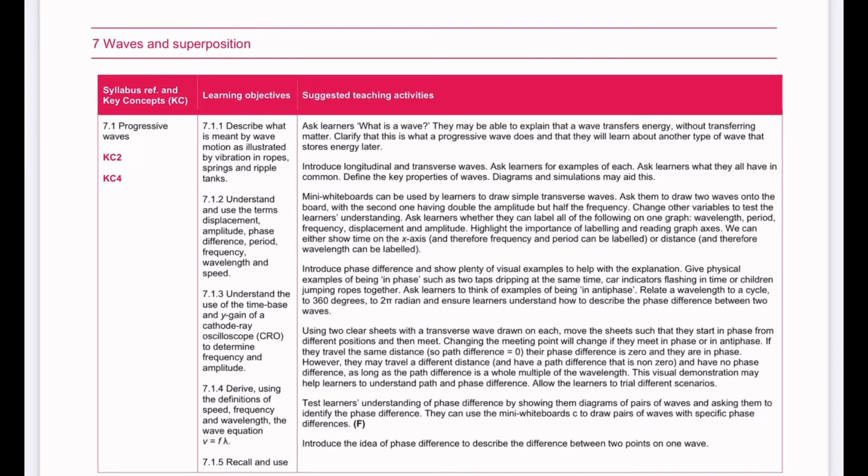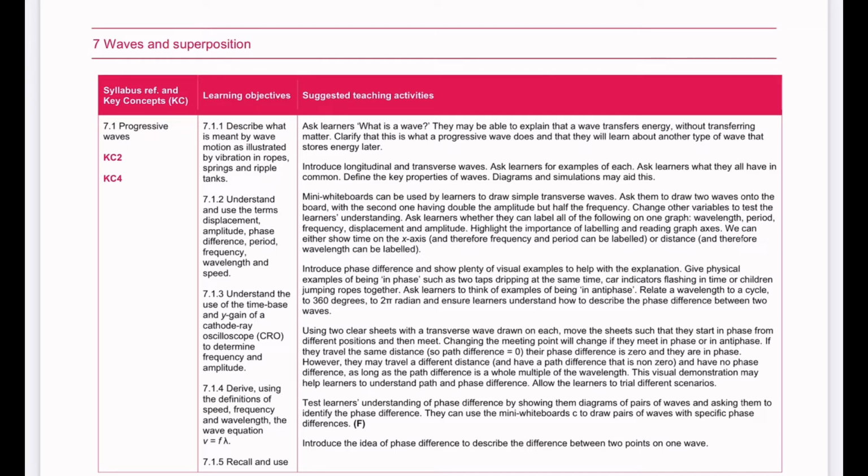Waves and superposition. Key concepts. Progressive waves. The learning objectives. 7.1.1 Describe what is meant by wave motion as illustrated by vibration in ropes, springs, and ripple tanks. 7.1.2 Understand and use the terms displacement, amplitude, phase difference, period, frequency, wavelength, and speed.